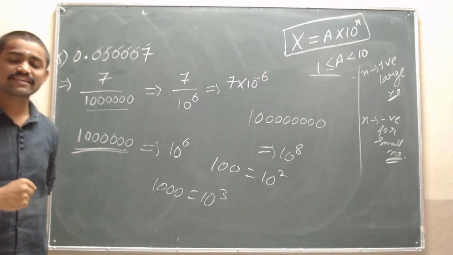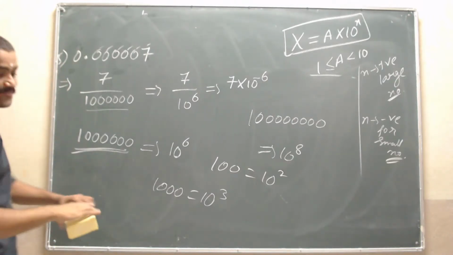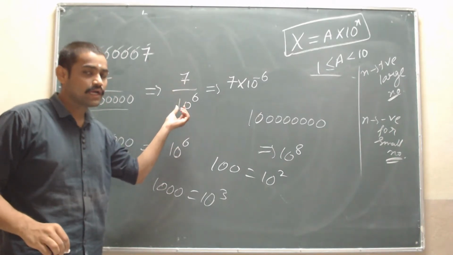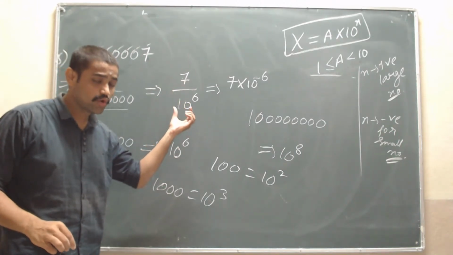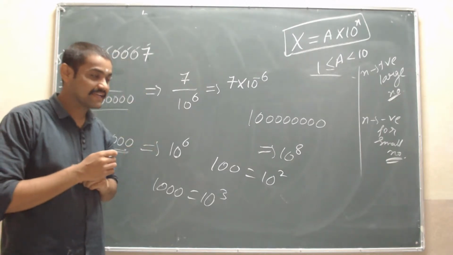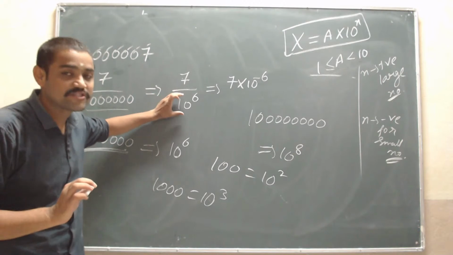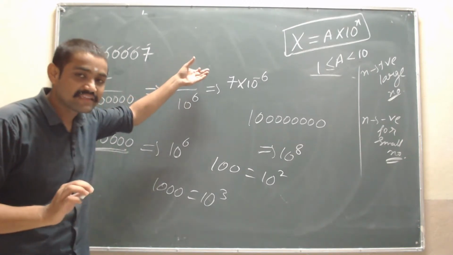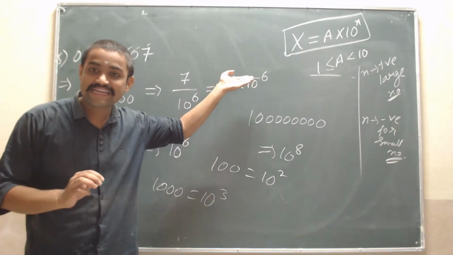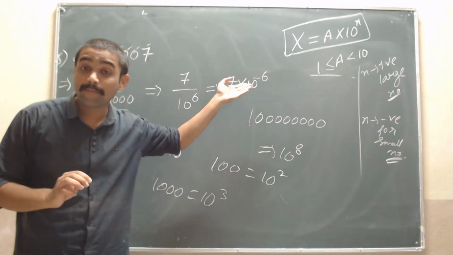Concentrate here, students. Here I have applied 1 by a to the power of m is equal to a to the power of minus m. Is it clear? Simple. If the positive exponent jumps upward, the sign changes. Then the exponent is 10 to the power of minus 6.